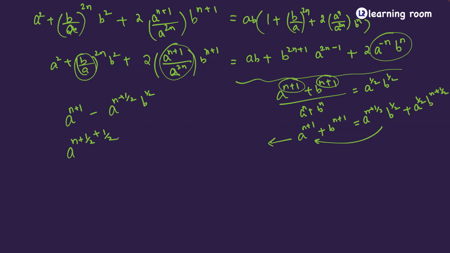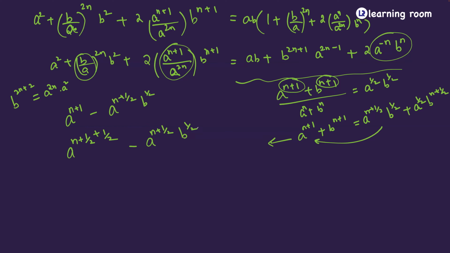Like you remember there was a problem yesterday. You gave an idea. What was it? B power 2n plus 2 was there, so you wrote it as a power 2n into a square. The same logic I'm using. Compared to 1.5, 1 is bigger, so I'm breaking that 1 into 2 equal parts as n plus half plus half. Am I clear with this? Minus, what will I have here? A power n plus half into b power half.